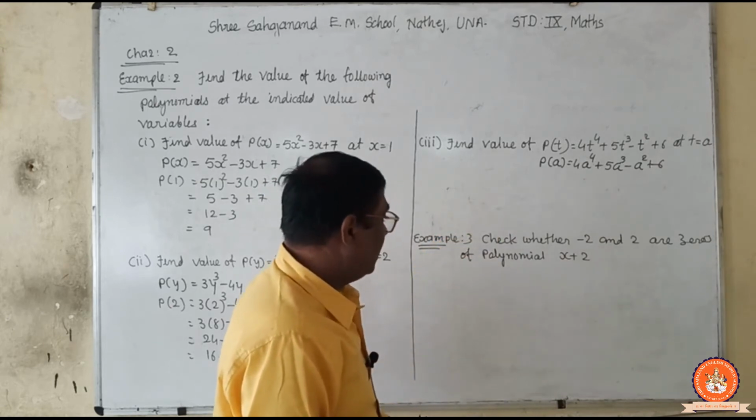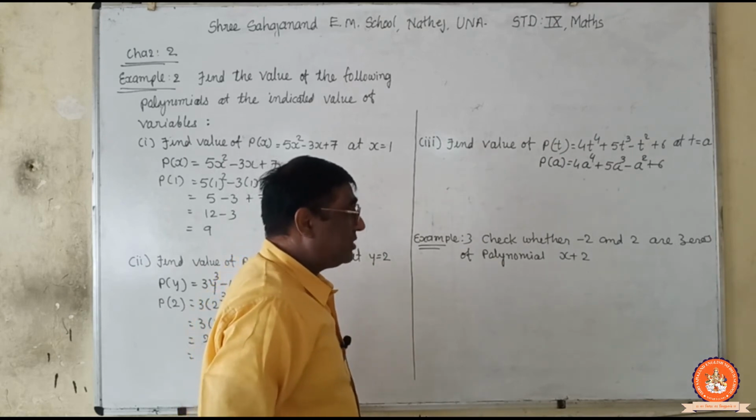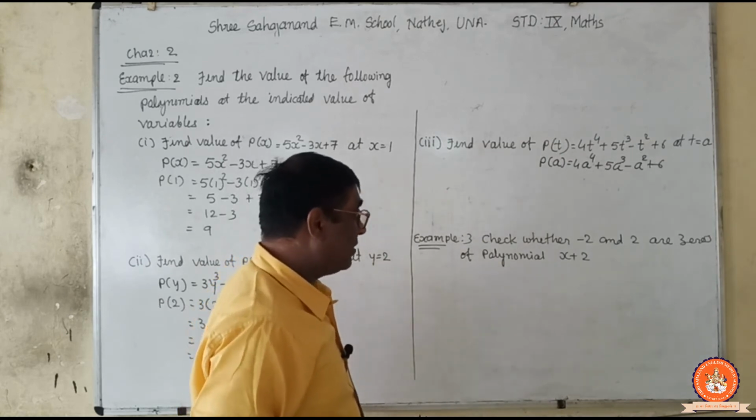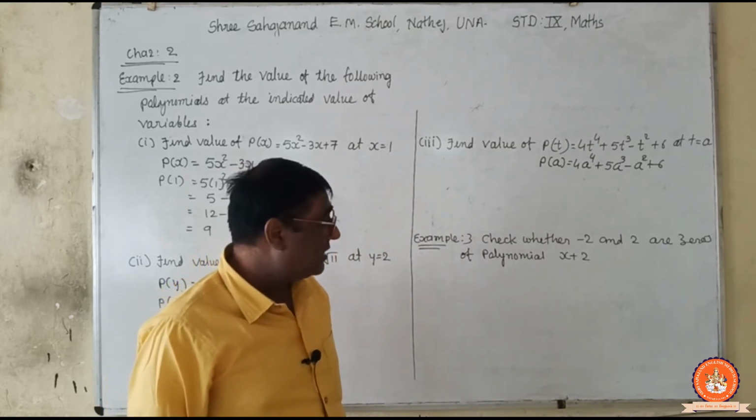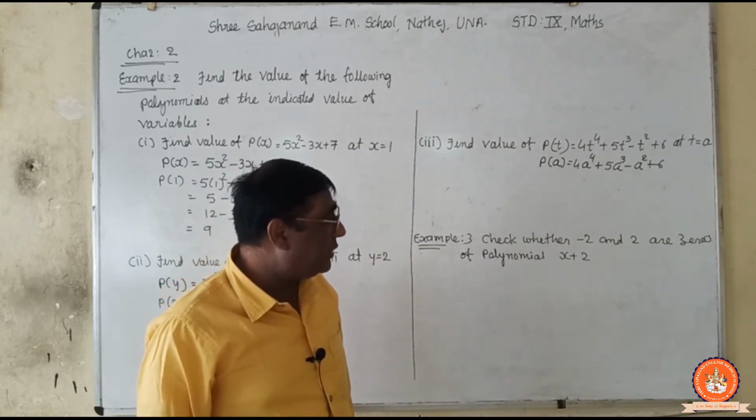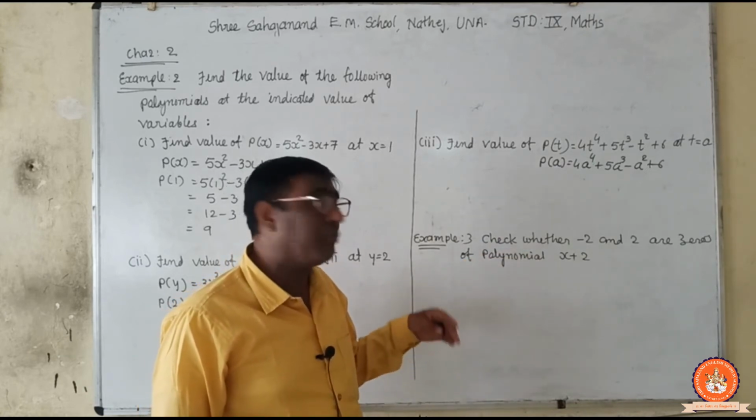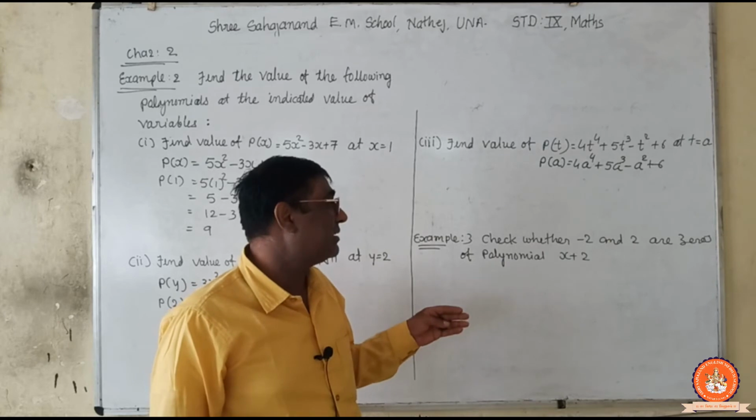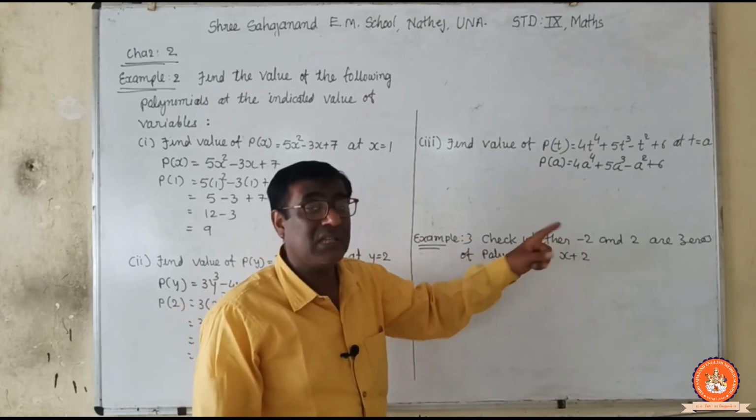Okay, now example number, check whether minus 2 and 2 are zeros of the polynomial x plus 2 or not. My friends, when by replacing the value of the variable by the given values, if we get the value of the polynomial equal to 0, then and only then we can say that the given real numbers are the zeros of the polynomial.